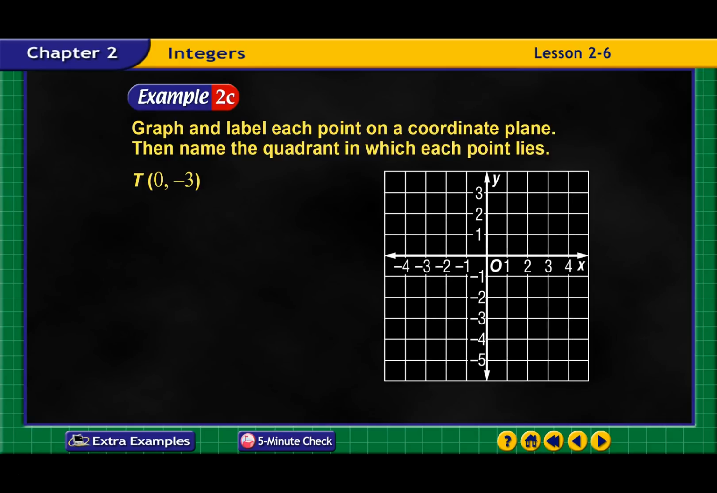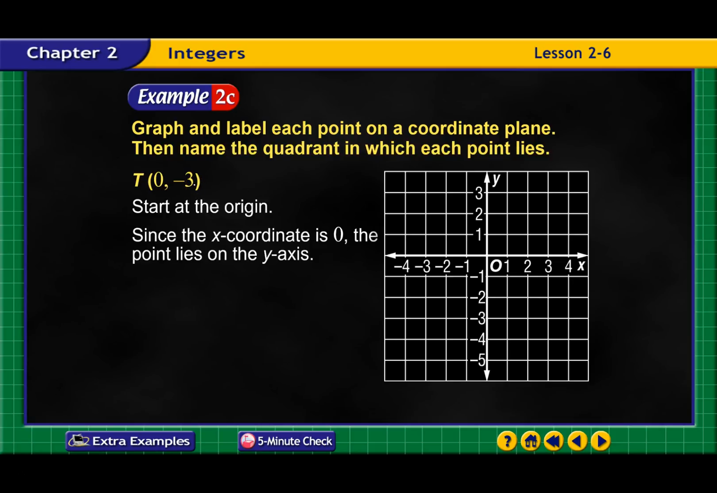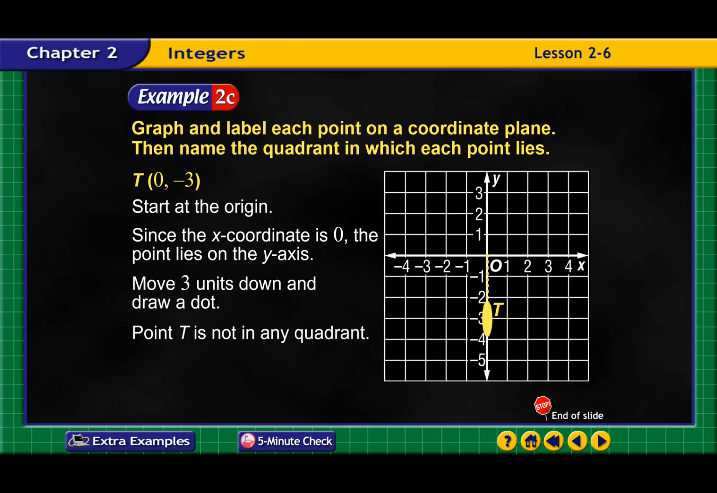All right, graph this one and label the quadrant. Oh, this is a tricky one. All right, so we start at the origin. Since the x-coordinate is 0, it just stays there. We're just going to go down 3, draw our dot. It is not technically in any quadrant, since it's not fully in 1. I have seen some students try to say this is in 3 and 4. I think it's easier just to say it's not in any one quadrant, so we can't say which one it is.